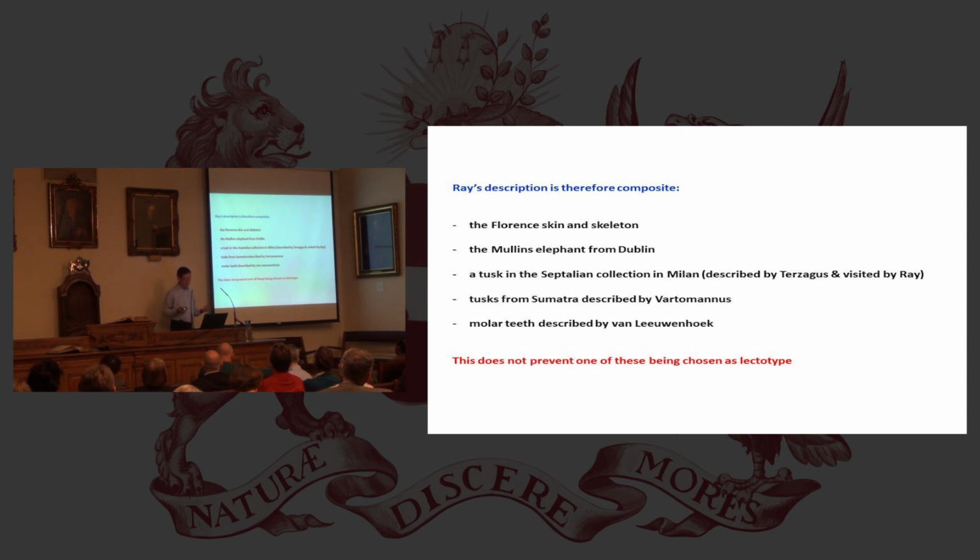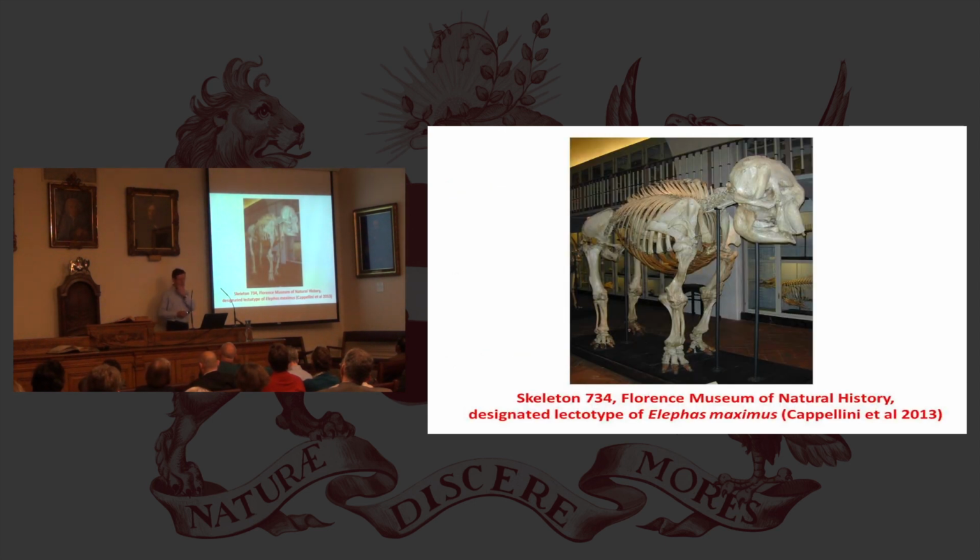He mentioned a tusk that was in Milan. He quoted Vartamanus in relation to tusks from Sumatra, and he even drew on some descriptions of the microstructure of teeth from the famous microscopist van Leeuwenhoek. The fact that Ray's description is composite and that Linnaeus cited Ray doesn't prevent one of the specimens that Ray described from being chosen as a lectotype. And so the conclusion of our study was that the skeleton in Florence be designated the lectotype of Elephas maximus.